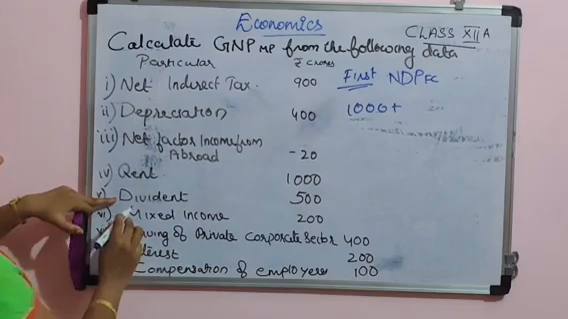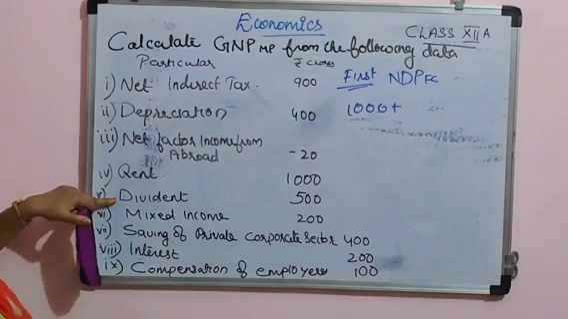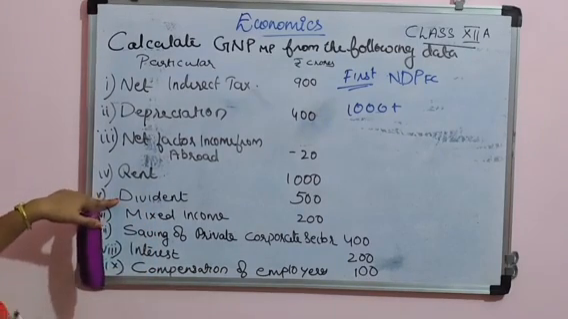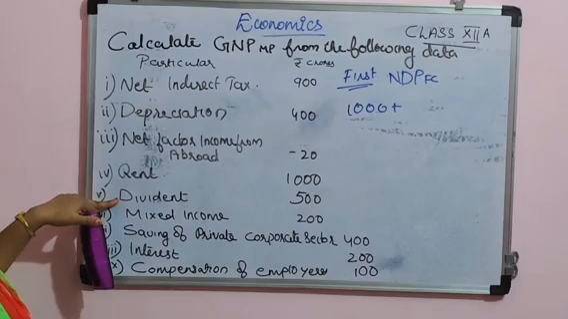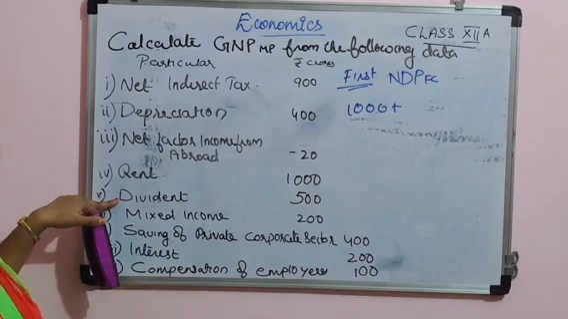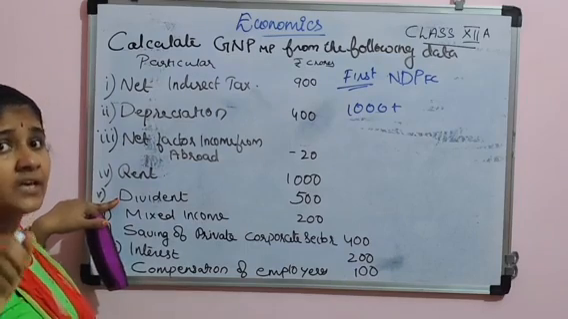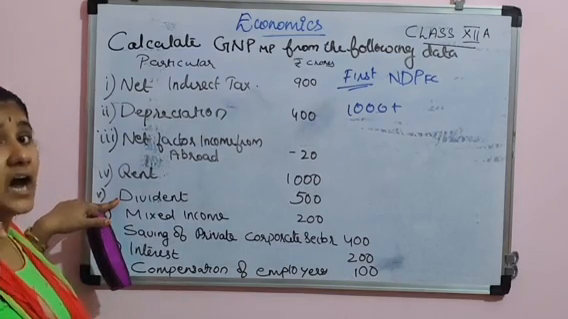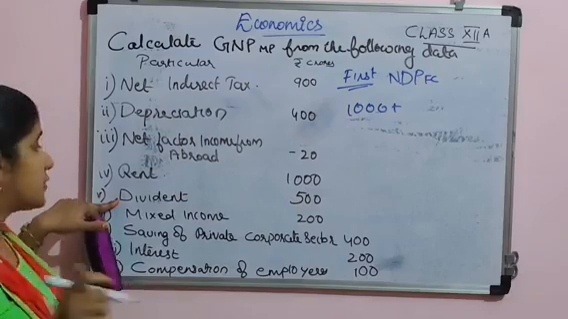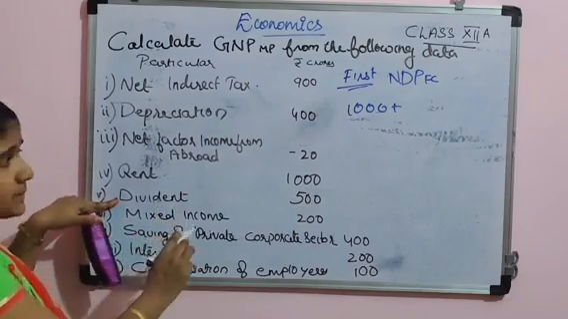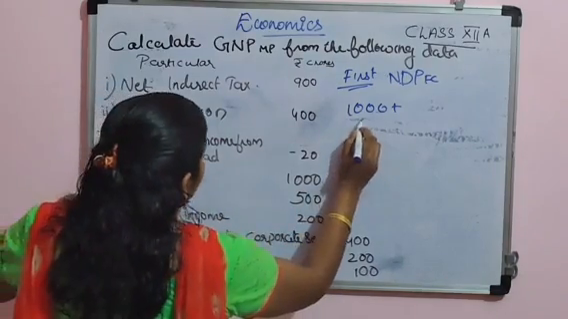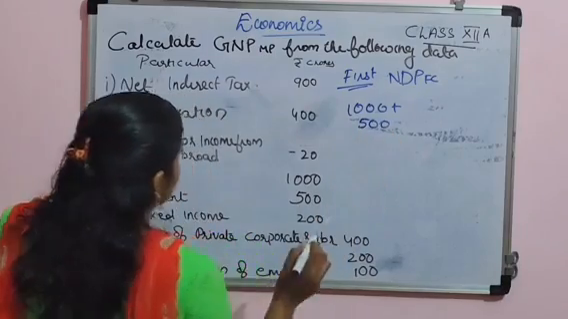Then next is dividend. Dividend is a part of profit. You may remember rent, royalty, then profit and interest. Profit has three subdivisions. Yesterday I told you, one is dividend, then corporate tax and undistributed profit. So here dividend is given to us, so right now I am writing dividend.